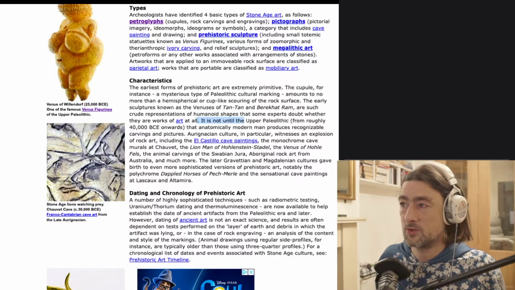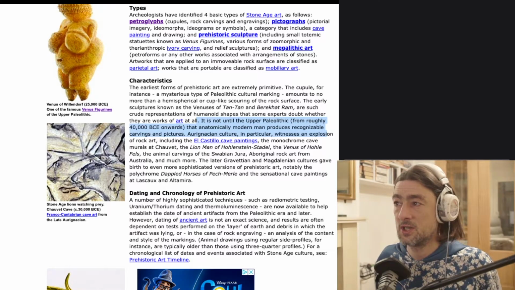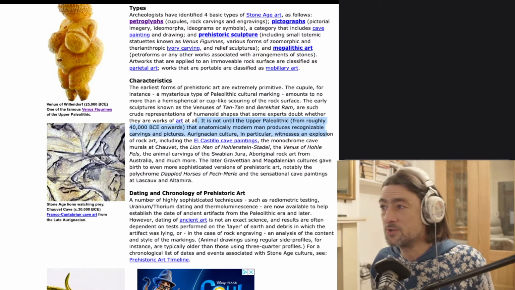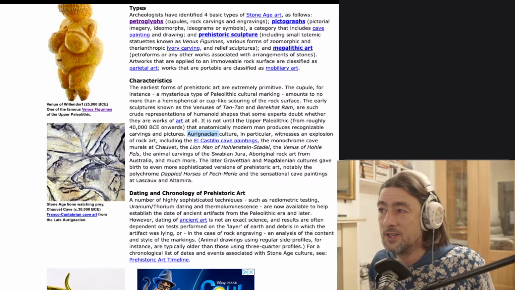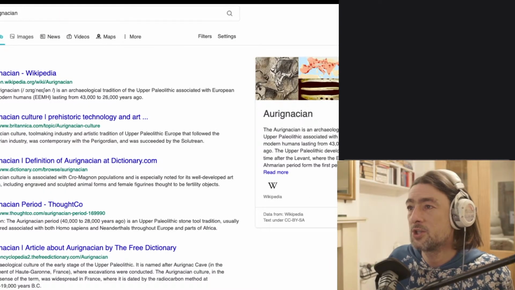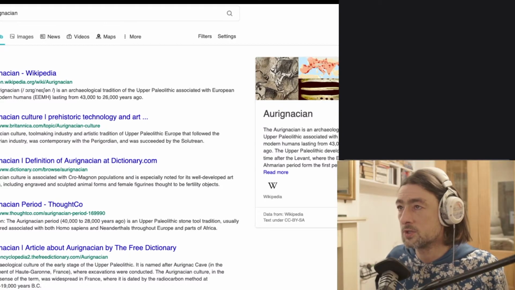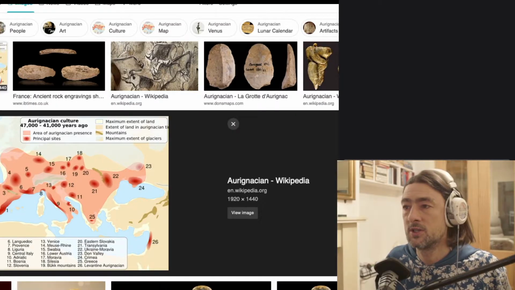So then we move on to the Upper Paleolithic, from roughly 40,000 BC onwards, when anatomically modern man produces recognisable carvings and pictures. Aurignacian culture. The Aurignacian is an archaeological tradition of the Upper Paleolithic associated with European early modern humans. This map shows how early humans spread out from Africa and then up and around and out into the rest of Europe.